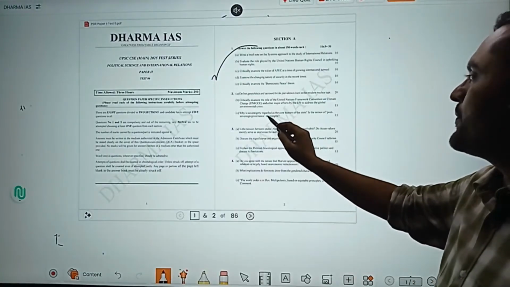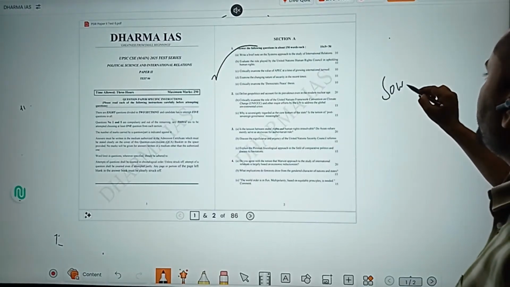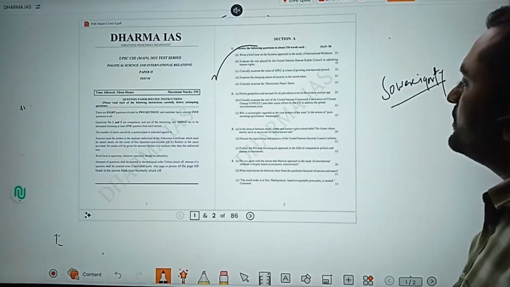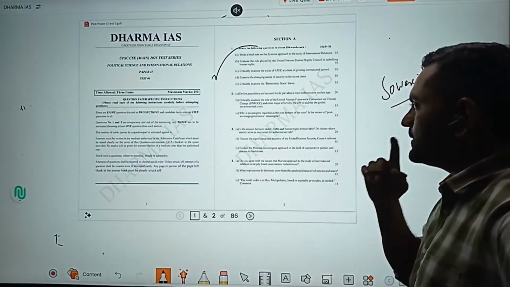Next one is: why is sovereignty regarded as the core feature of the state? Is the notion of post-sovereign governance meaningful?